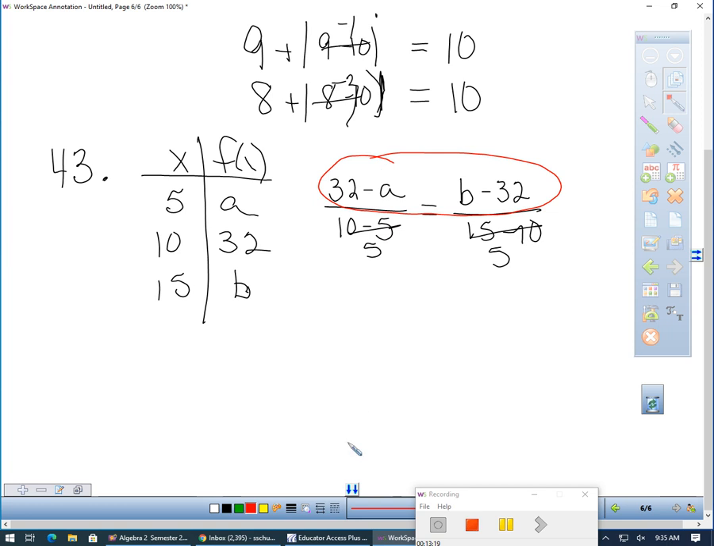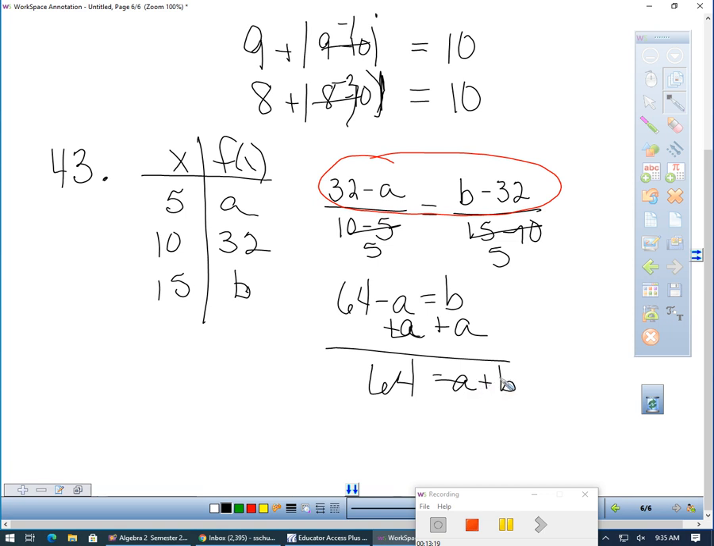Right? So first thing I want to do is I am going to add 32 to this side so I can get B by itself. So I get 64 minus A equals B. Then I'm going to add A to the right. So I have 64 equals A plus B. And that's what I'm looking for. Okay? So if they tell you it's linear, they're telling you that so that you can use the slope.